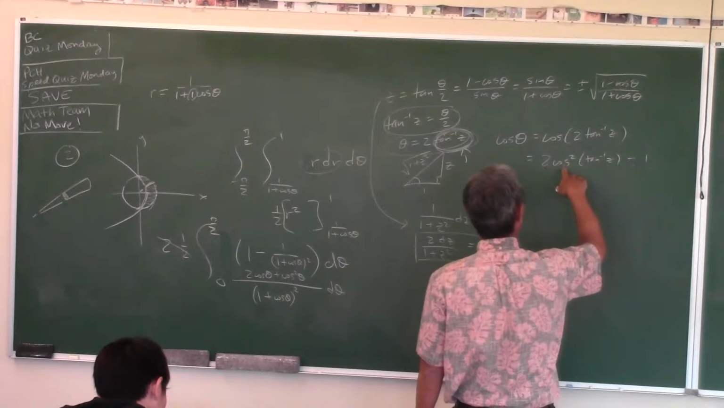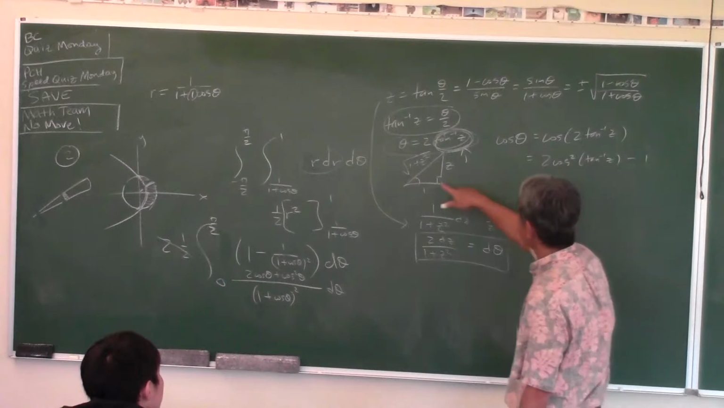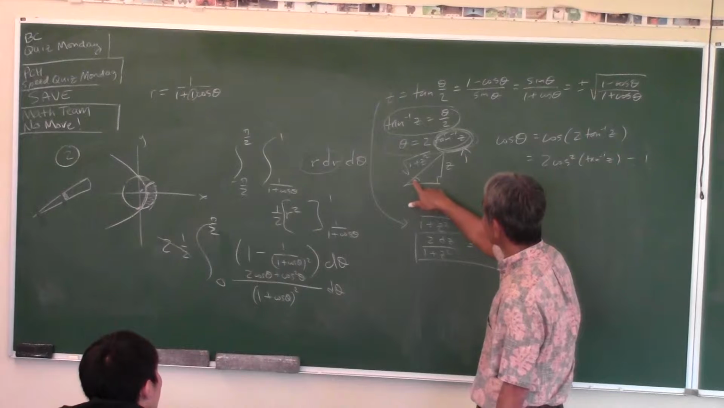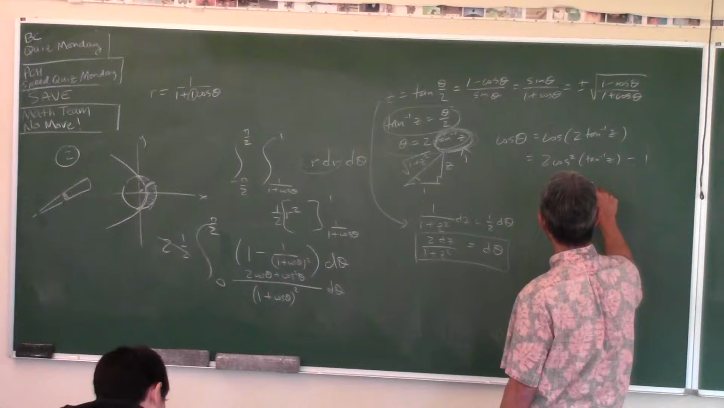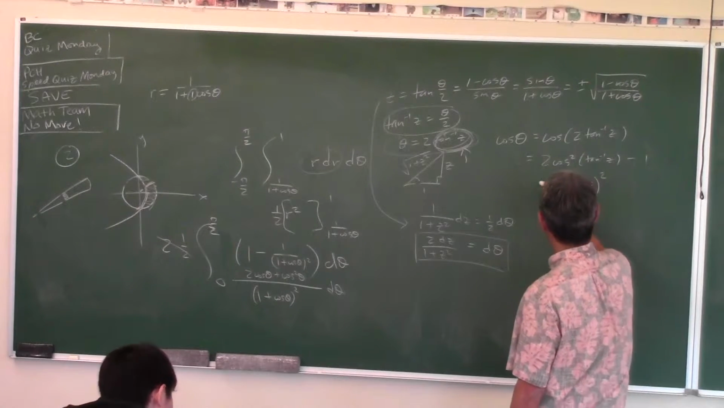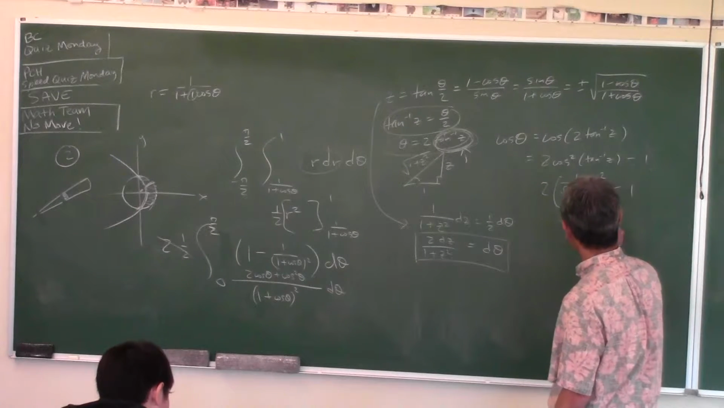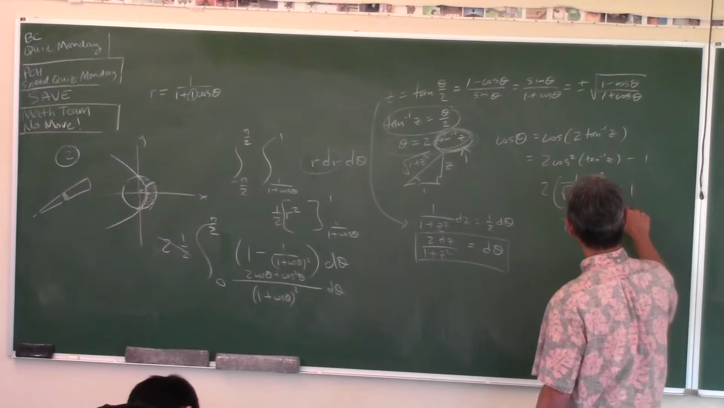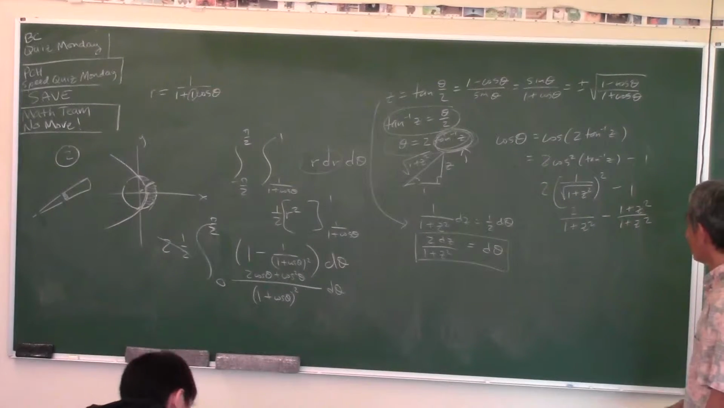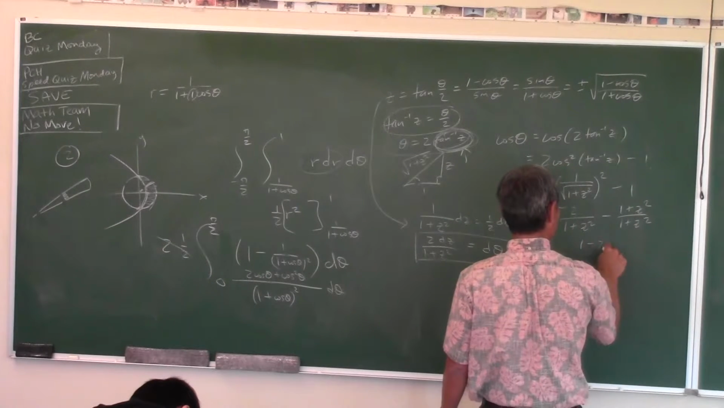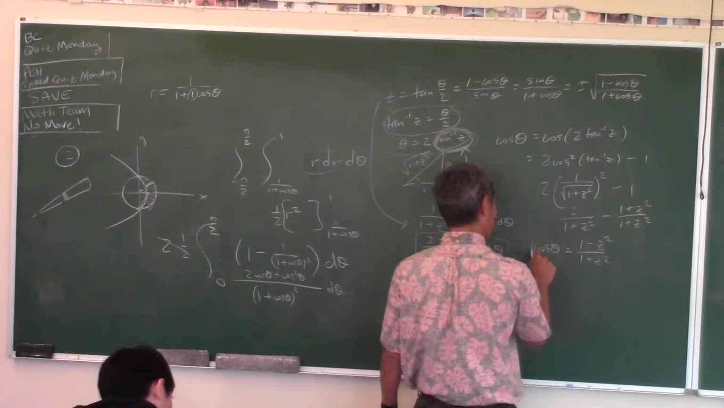Okay, now how do I find the cosine of tan inverse z? That's what this triangle is for. What's the cosine of this angle I just drew? 1 over that, right? That's squared times 2 minus 1. So you simplify that: 2 over 1 plus z squared minus 1, which gives you 1 minus z squared all over 1 plus z squared. There you go. That's what cosine theta is.